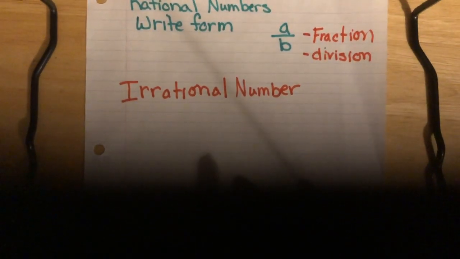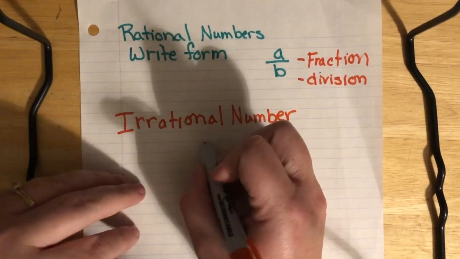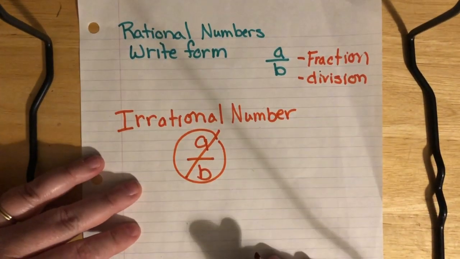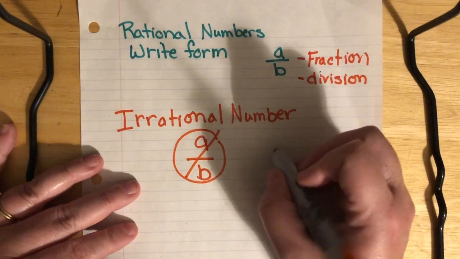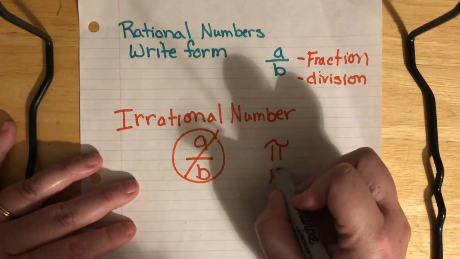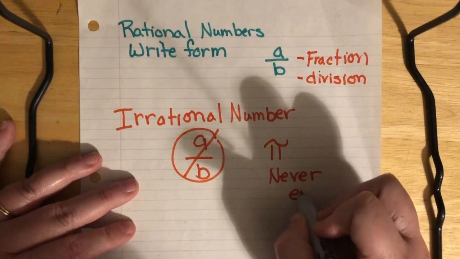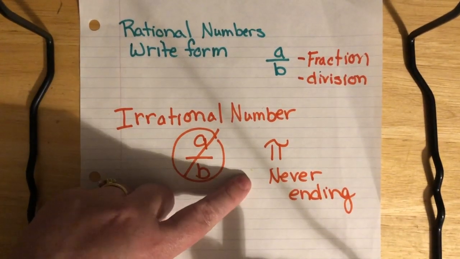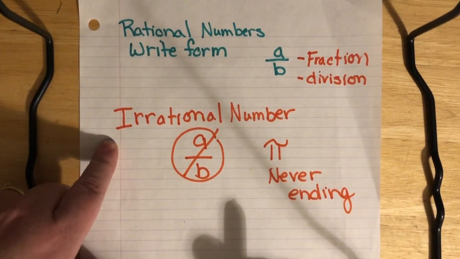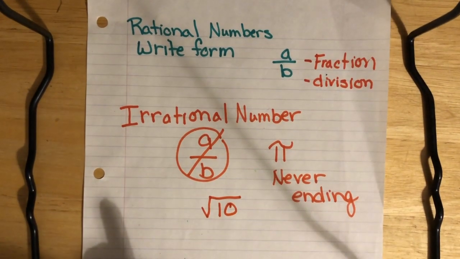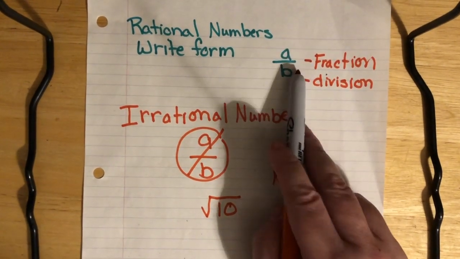Now, an irrational number cannot be written in A over B form. An example of this is pi. Pi is a never-ending number, so it is not a rational number. It's not ending. That's why it's irrational. Also, the square root of 10 is irrational, because I cannot put it in A over B.